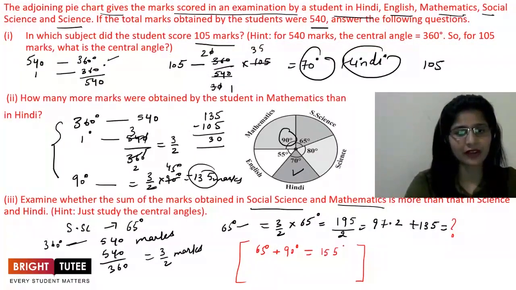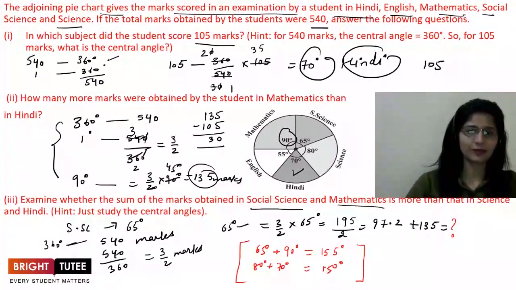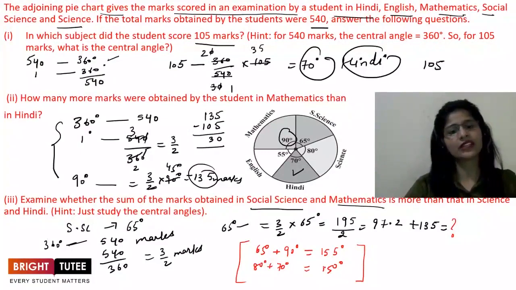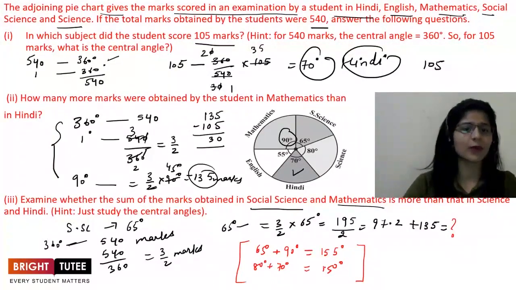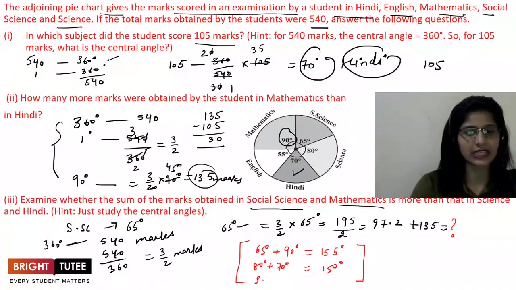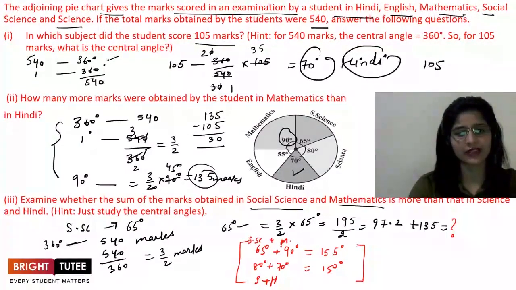So we have 155 degrees. And for science we have just 80 degrees. And for Hindi we have 70 degrees. And we see it is 150 degrees. So more the angle, more is the part, right? So we see that yes, the sum of marks in social science and mathematics is more than that of science and Hindi. This is for science and Hindi we have done, and this is social science and mathematics we have done, right?